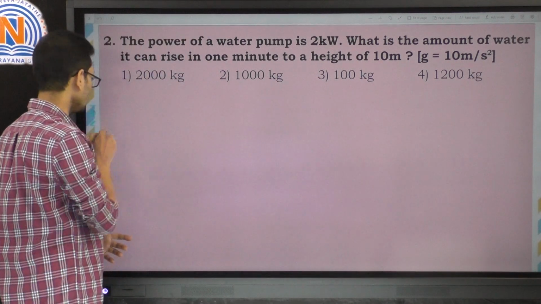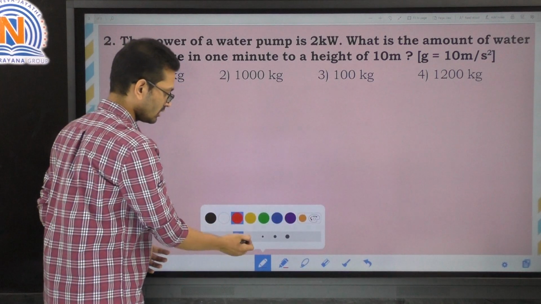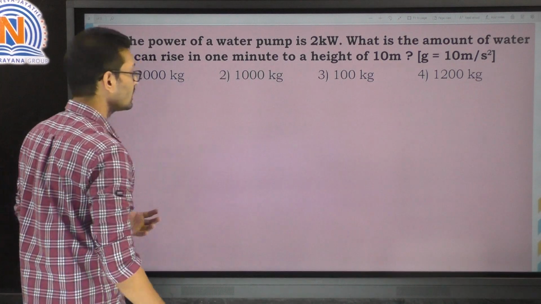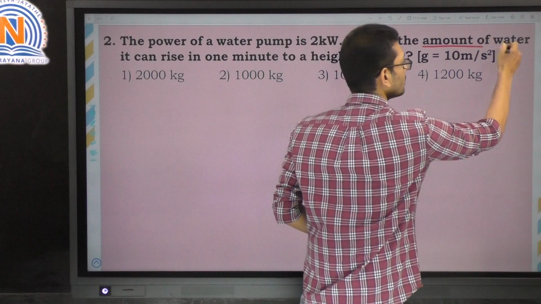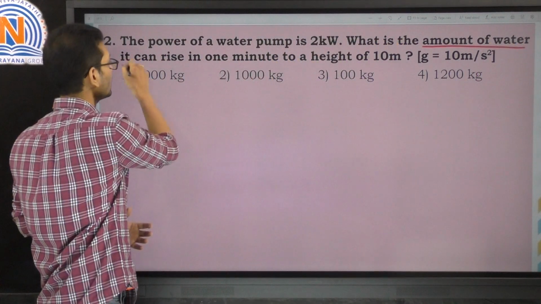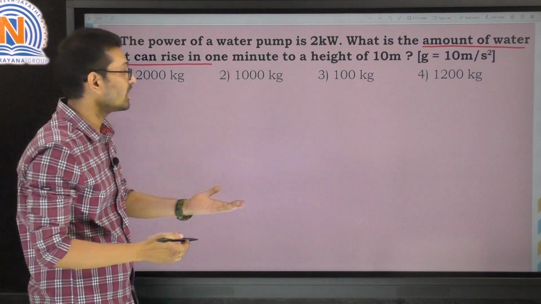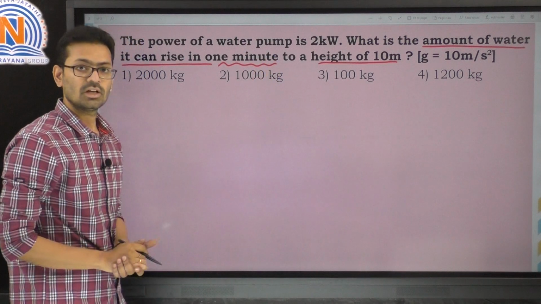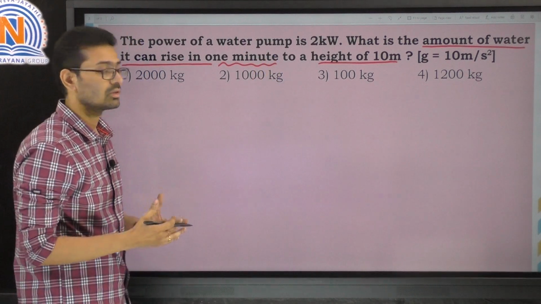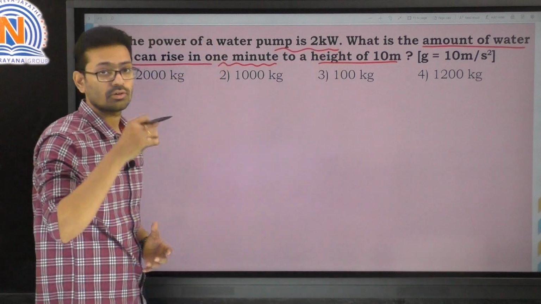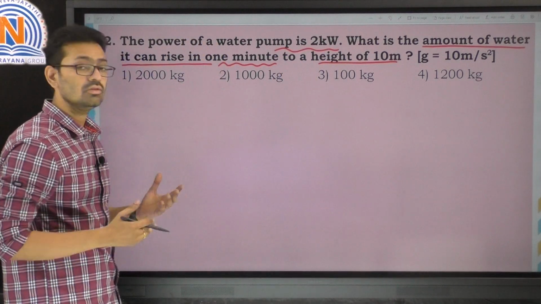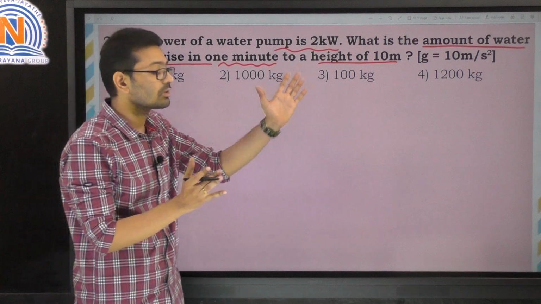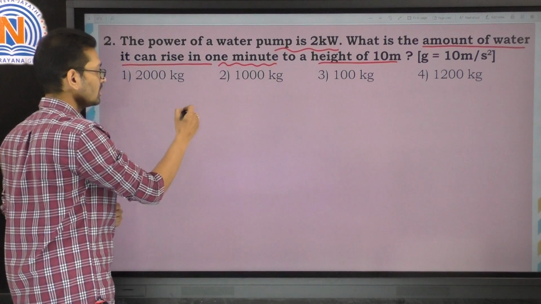If you observe clearly, what this question is expecting is how much water it can raise to a height of 10 meters in 1 minute. How much power did the motor utilize? The power the motor utilized is 2 kilowatts. Anyway, you have to find the mass of the water. Amount of water means mass of water I want. So let us solve this.